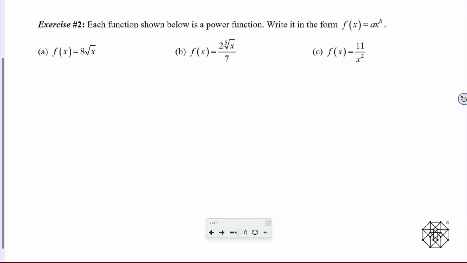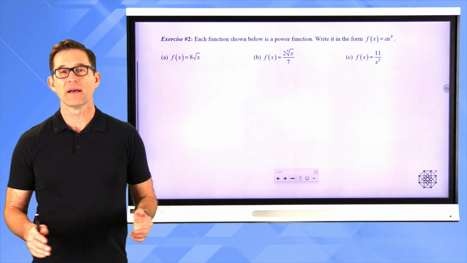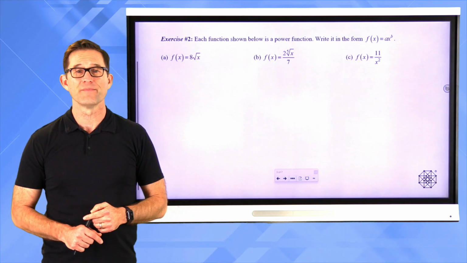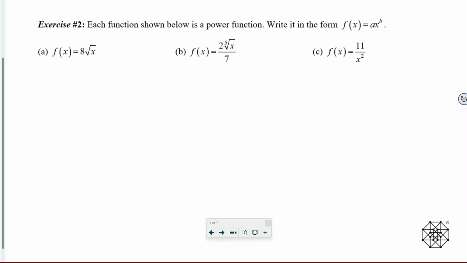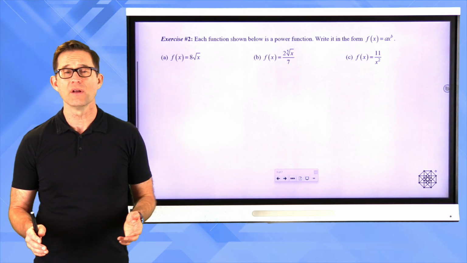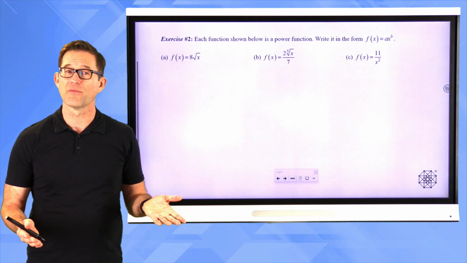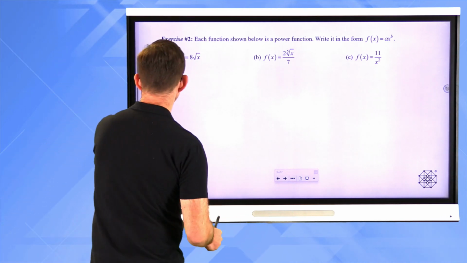Each function shown below is a power function. Write it in the form f of x equals a times b to the x. Now, some of these are easier than others. Letter A is pretty easy. Let's do it together. We've got f of x equals 8 times the square root of x. Now, this is a power function because I've got 8 times x raised to the 1/2. And that's all this problem is asking me to do, right?